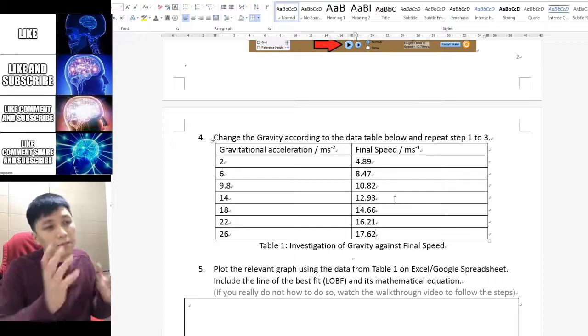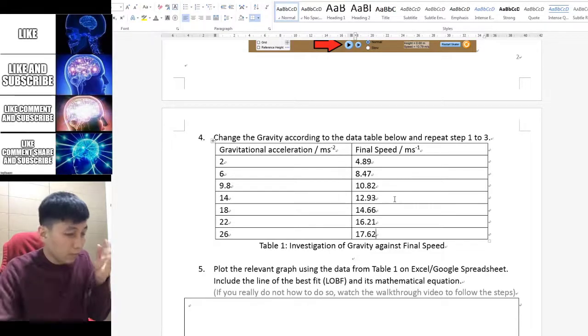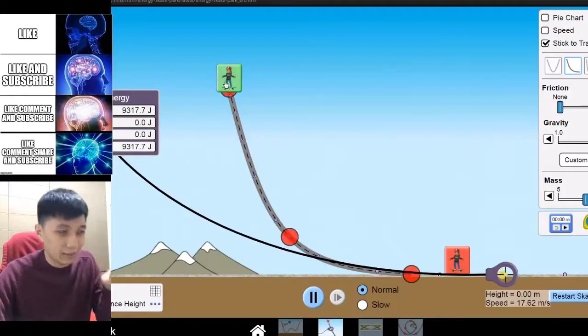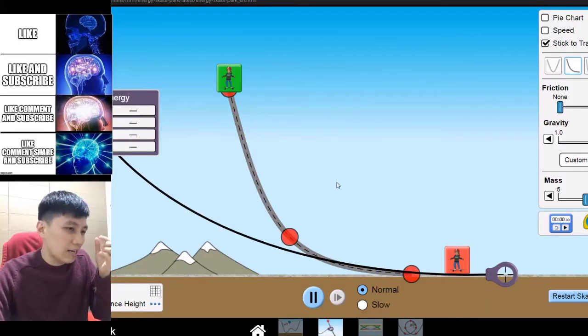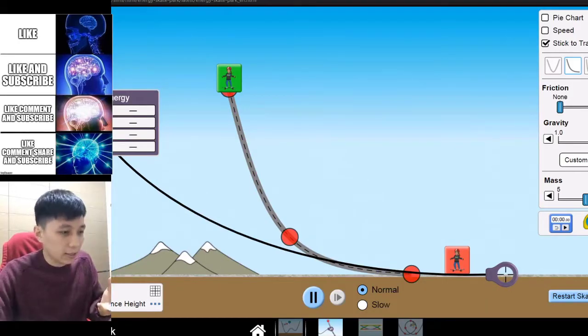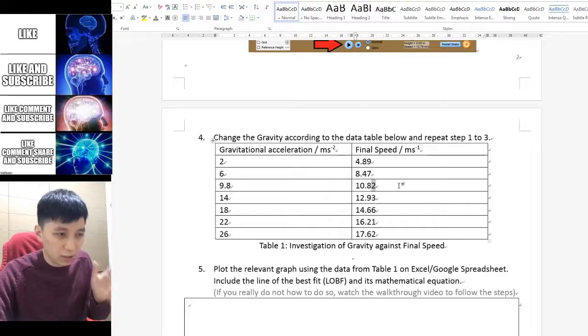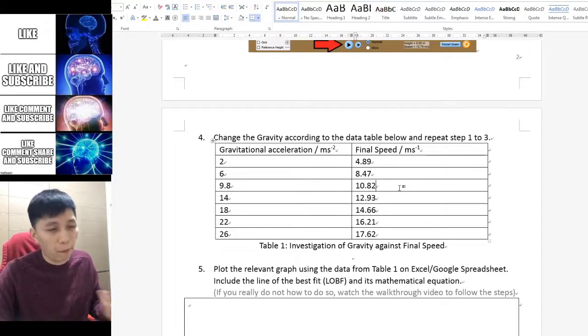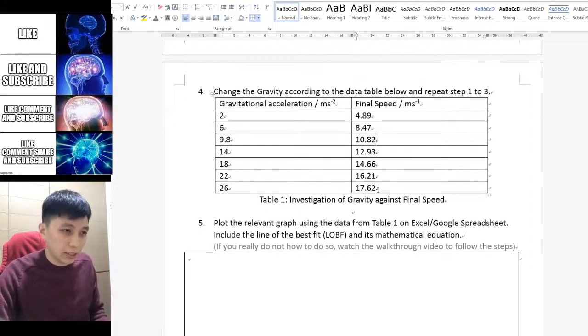So notice that because your initial position may not be exactly the same as mine, it might happen that your last digit, your second decimal place, will be different from mine. But I think for the first decimal place, you should be the same, or if you round up, it should be the same. So you can take my data as reference for yours.